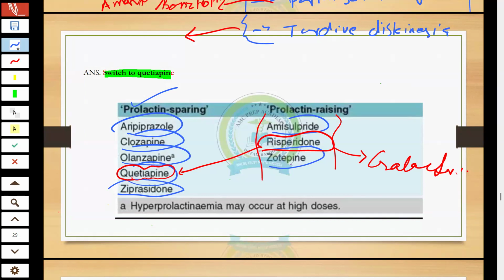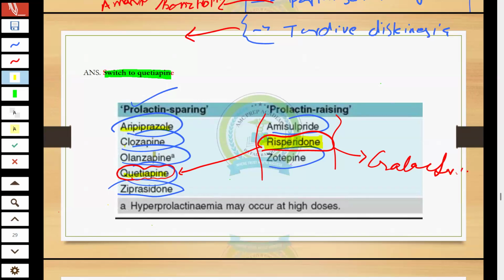So the important one and favorite for the exam is risperidone. You will see questions on risperidone where the patient is complaining that milk is coming from her breast. So what is the next step? Taper off, and along with tapering off, you have to change the drug. You can shift to quetiapine, or go with aripiprazole or other drugs.